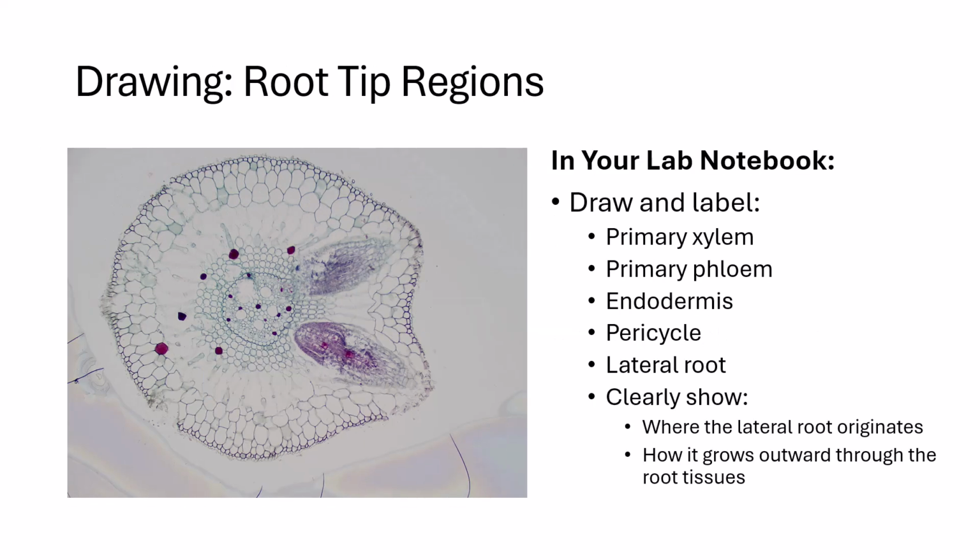Using the slide image as your reference, draw and label the following structures in your lab notebook: the primary xylem, the primary phloem, endodermis, pericycle, and the lateral root. Be sure to clearly show where the lateral root originates from the pericycle and how it grows outward through the surrounding tissues. Focus on showing correct positions and relationships rather than artistic detail.